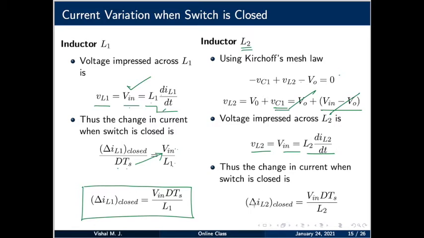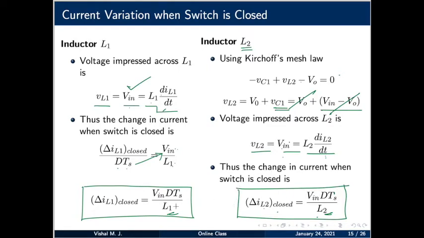Same analysis, delta IL2, that is the change in current in L2 when the switch is closed, is given by Vin. What is the duration for which the switch is closed? It is dTs. So, this dt, once it goes to the numerator on the LHS, becomes dTs by L2. So, the change in current is Vin dTs by L2. They both of them will be linearly increasing, but with different slopes, because this is L1 and this is L2. If they are same, then they will be exactly similar, but since L1 and L2 most probably will be different, they will be linearly rising, but with different slopes.